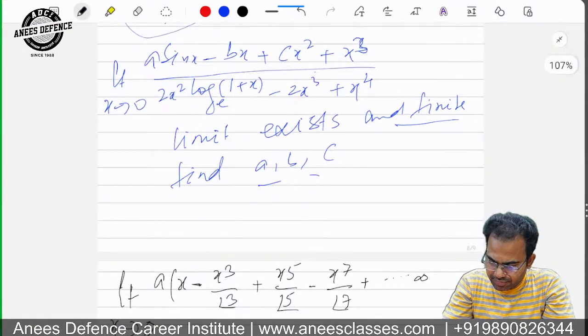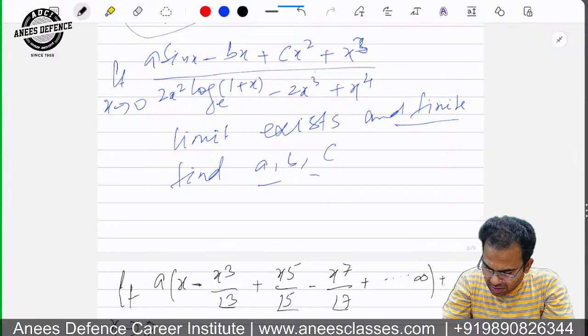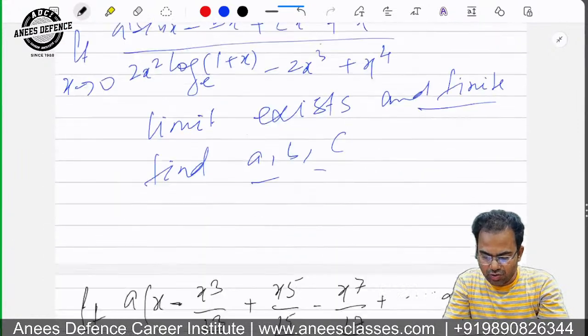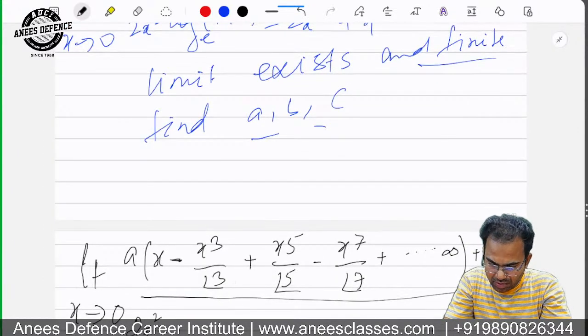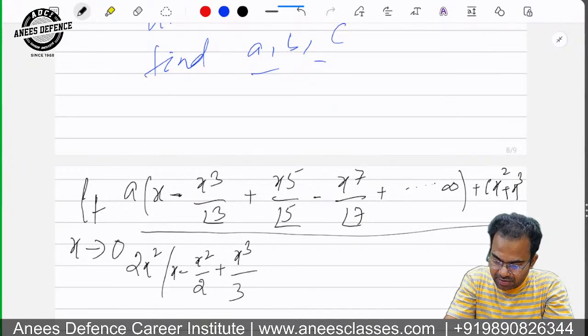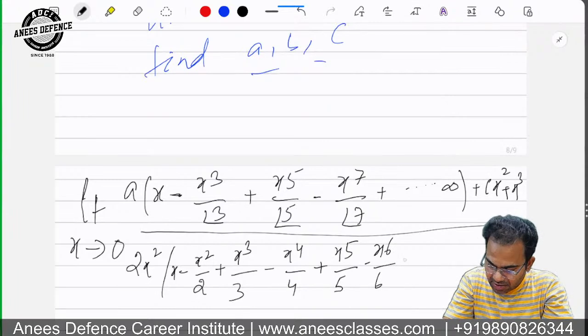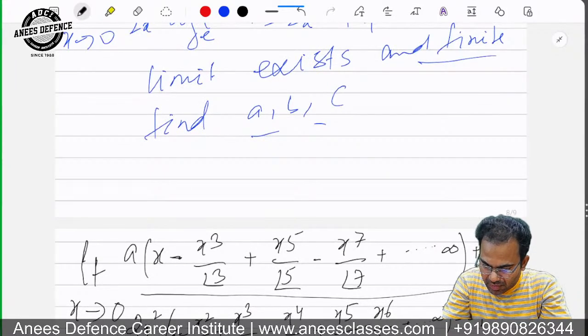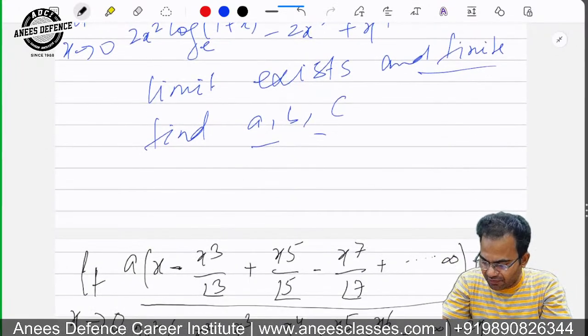a sin x minus bx plus cx square plus x cube, whole divided by 2x square into series of 1 plus log x, which is x minus x square upon 2 plus x cube by 3 minus x to the 4 by 4 plus x to the 5 by 5 minus x to the 6 upon 6, up to infinity, minus 2x cube plus x to the 4.